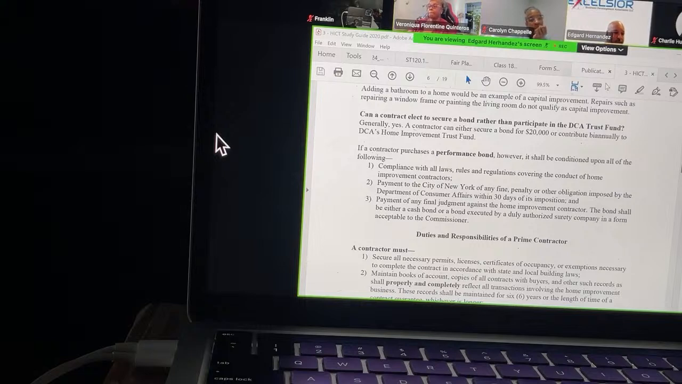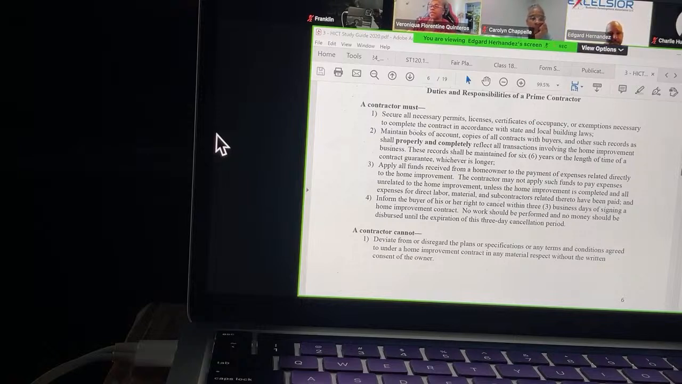Really quick, just to add to this, remember they give you options. You can get into the trust fund for $200 every 2 years, or you can pull a bond for $20,000. A bond acts the same way. It protects the project in itself. A lot of people don't get a performance bond because it's too complicated, too costly. Just pay the $200 to the trust fund. Okay? Let's continue, please.